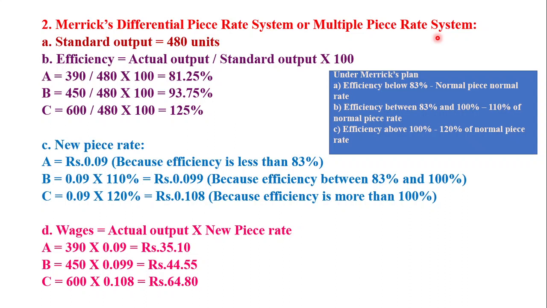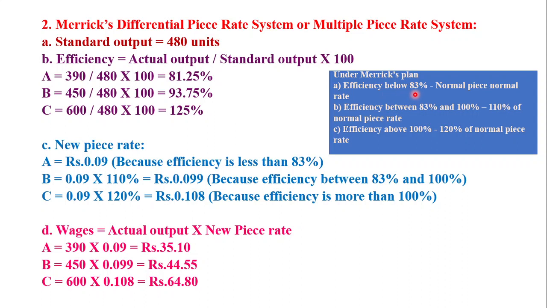What are those? First we should calculate the standard output, second the level of efficiency, the third one is the new piece rate, and then we are going to calculate the wages. Before that you have to remember the rules under Merrick's differential piece rate system. There are 3 rules.